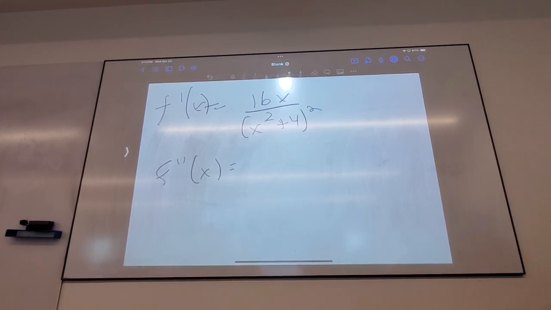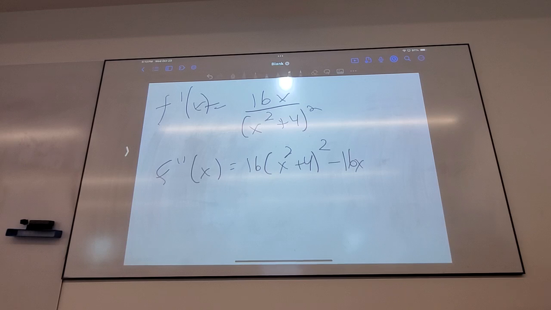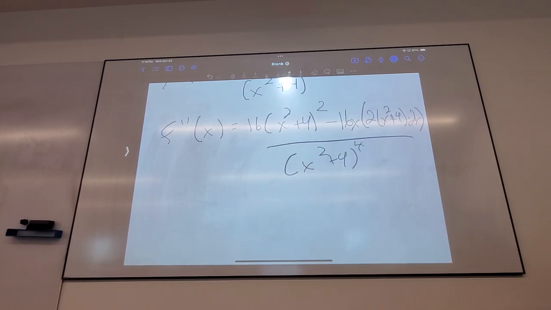Alright, so again, top first, so 16 times the bottom minus the top times the derivative of the bottom. So what's the derivative of the bottom? 2x squared plus 4 times 2x. Good. Chain rule. All over x squared plus 4 to the fourth.